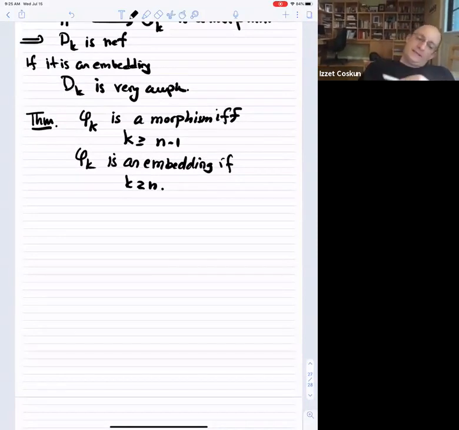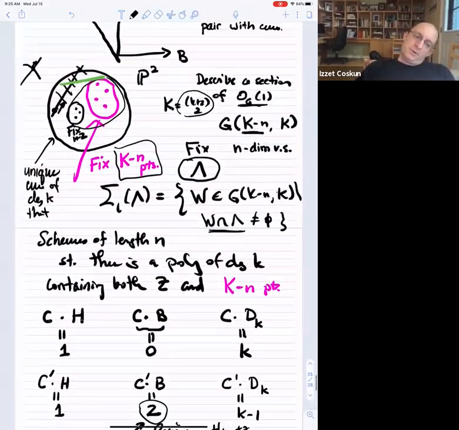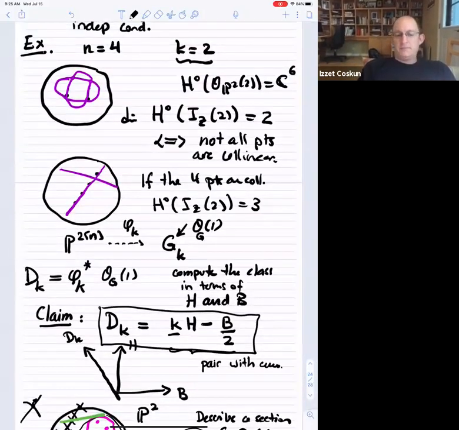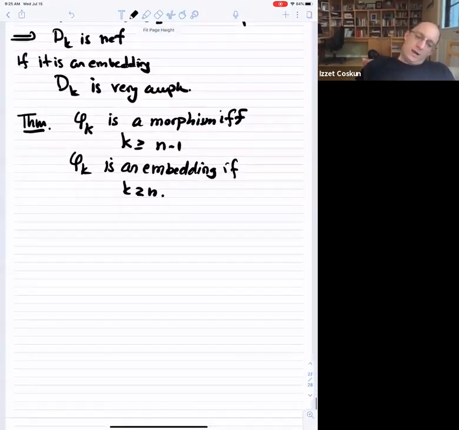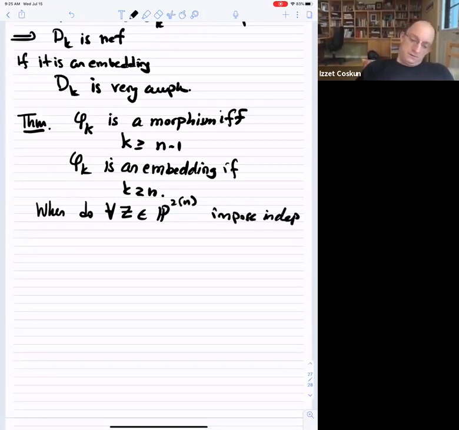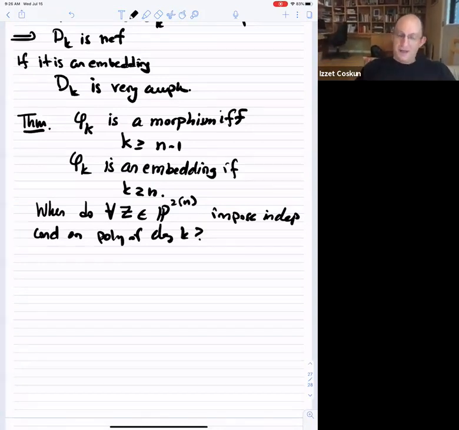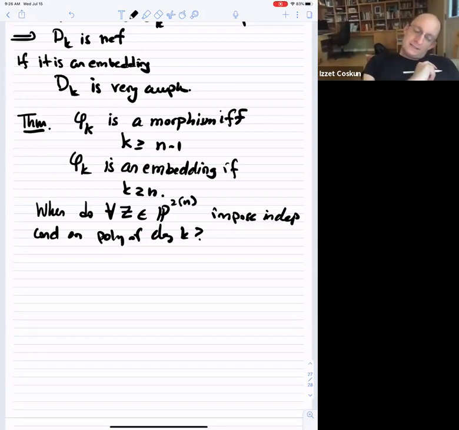The point here is, why was this map a rational map and not a morphism? It was because, let's go back, the problem was that sometimes points fail to impose independent conditions, right? So then the question becomes, when does a scheme Z, when do all Z in the Hilbert scheme impose independent conditions on polynomials of degree k? And then the answer is that they always impose independent conditions on polynomials of degree n-1. And okay, all right. So now let's see, why is that?